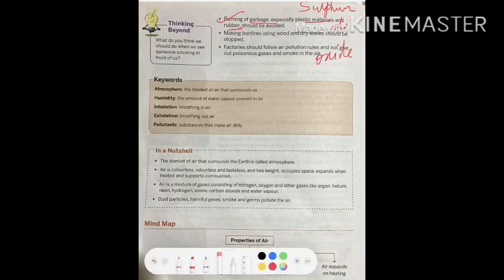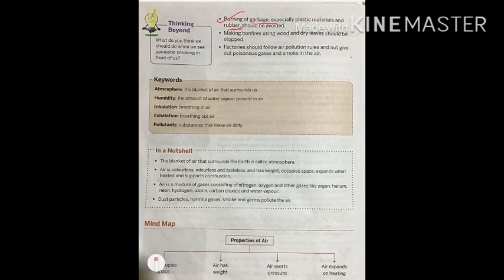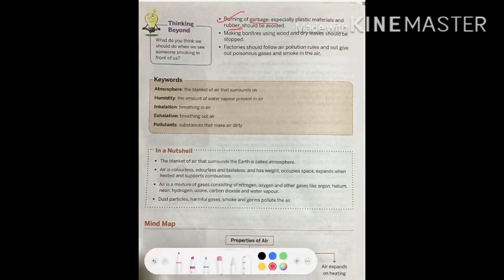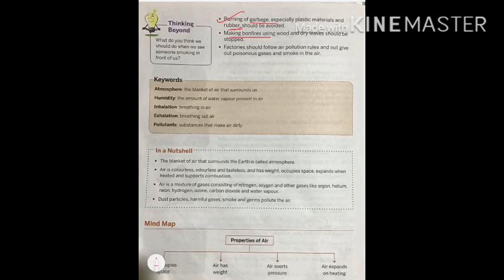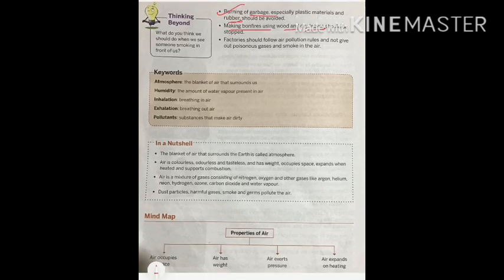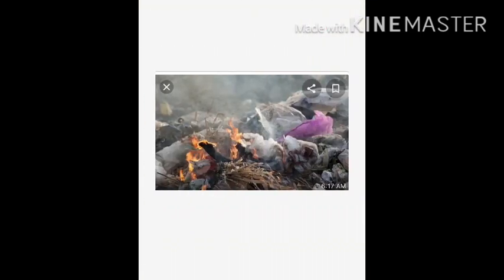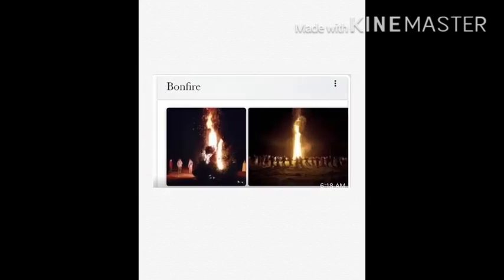Now, making bonfires using wood and dry leaves should be stopped. Now what is a bonfire? I'll show you a picture here. This is the picture of burning of plastics and all, very harmful, releases poisonous gas, and should not be burned. That's why avoid using plastic bags. Use cloth bags or paper bags instead.